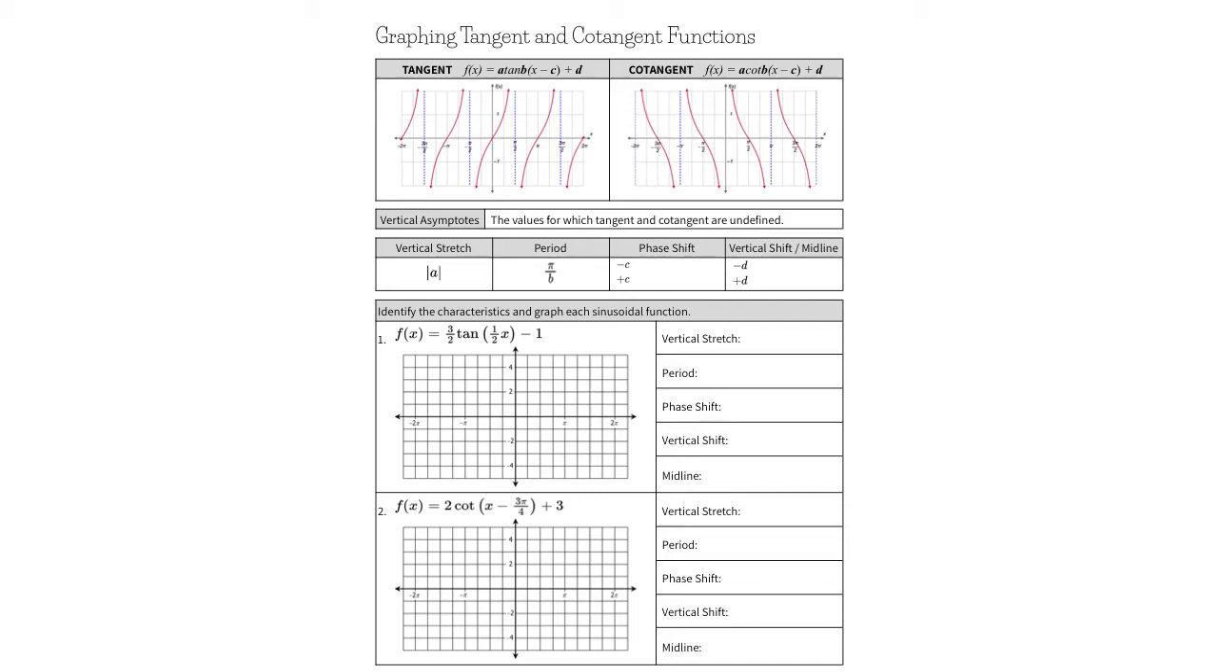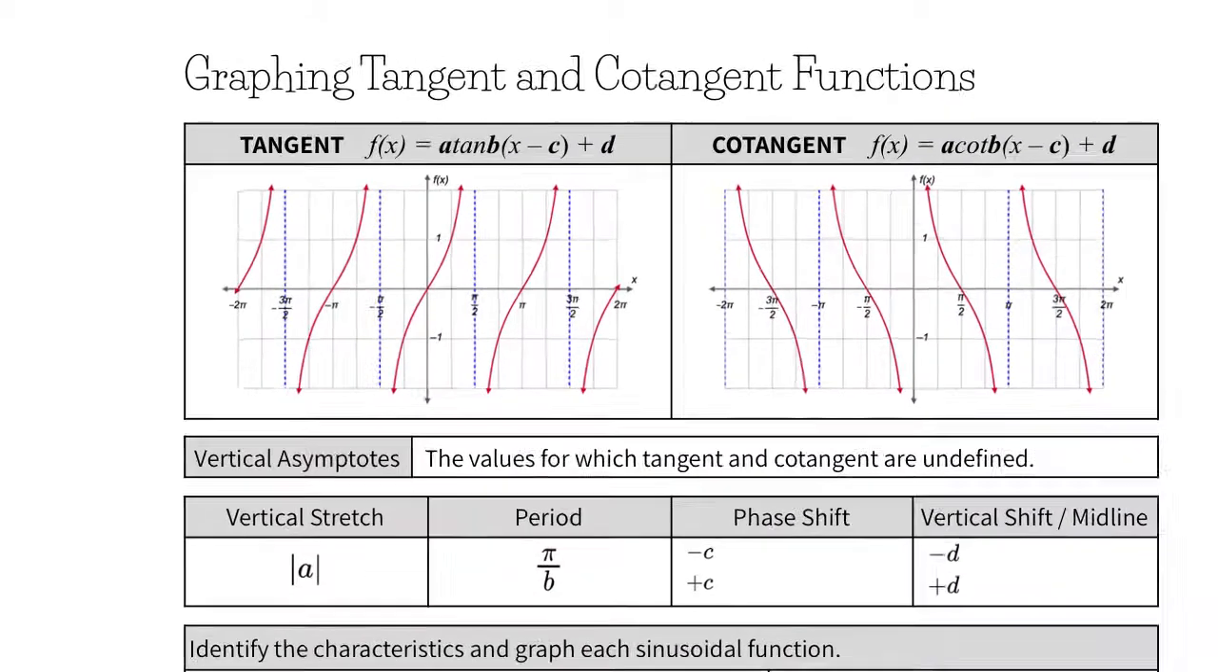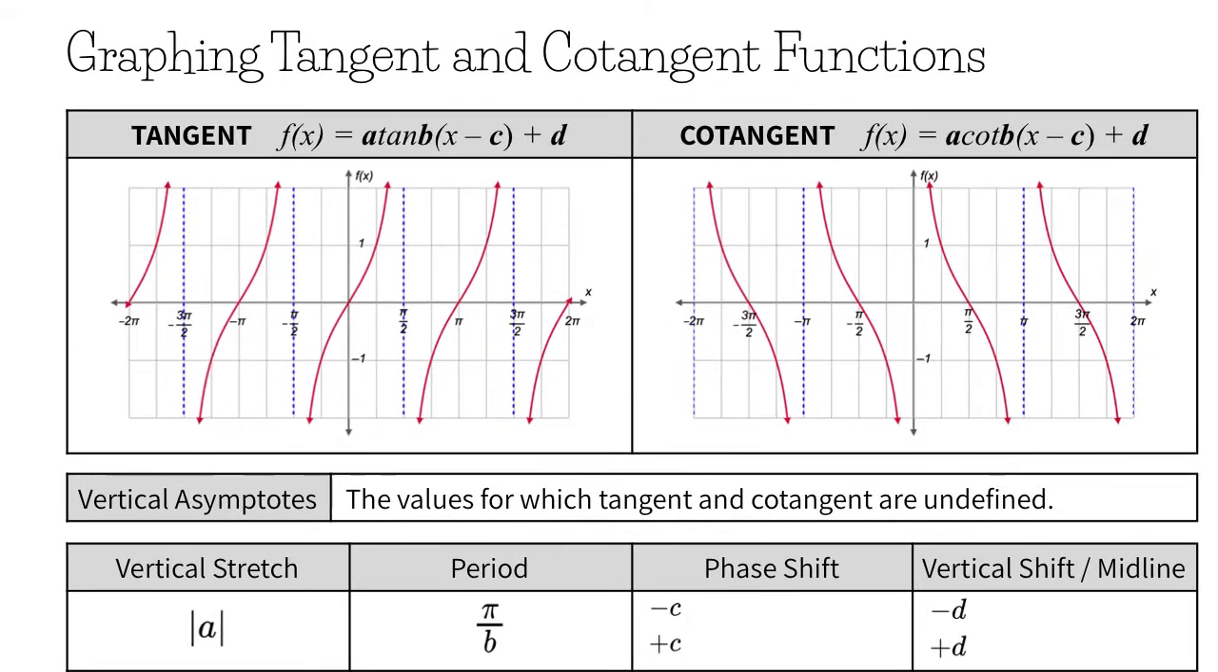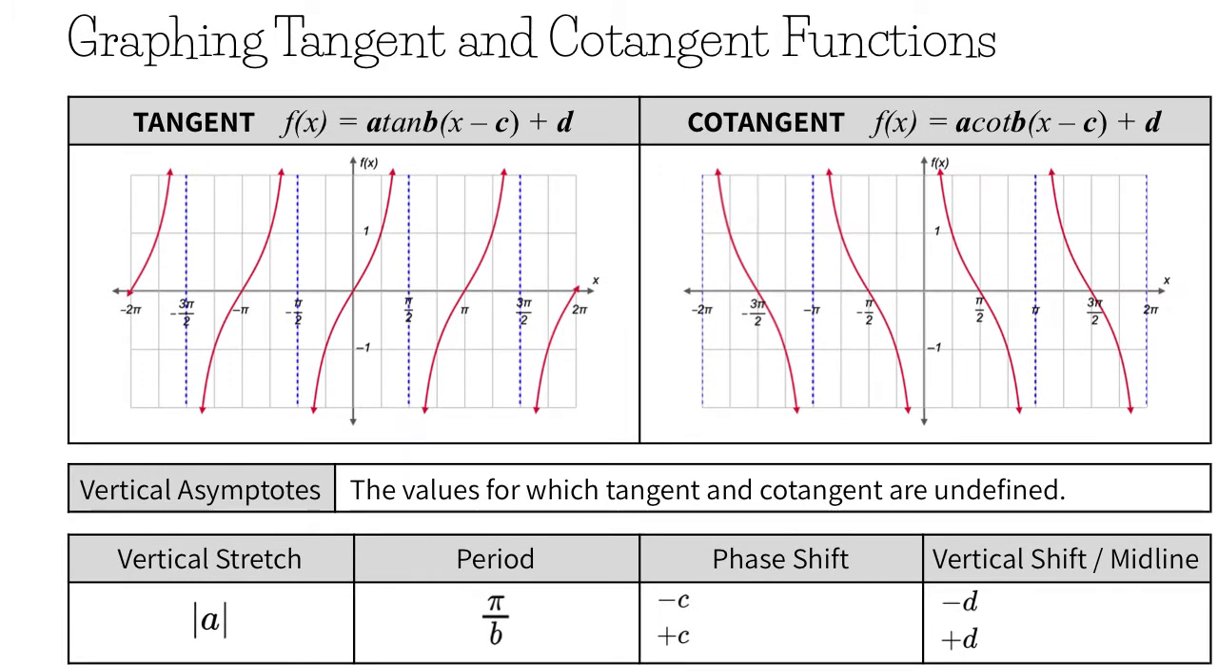Hey guys, in this video, we are going to be going over the graphs of tangent and cotangent functions. As you can see from the pictures of their parent functions, they are really similar. There's two main differences. The tangent function does go through the origin, whereas the cotangent does not. The other thing is that tangent has kind of a positive direction, so it starts at the bottom and curves upwards. Cotangent has a negative direction, so it starts at the top and curves downward.